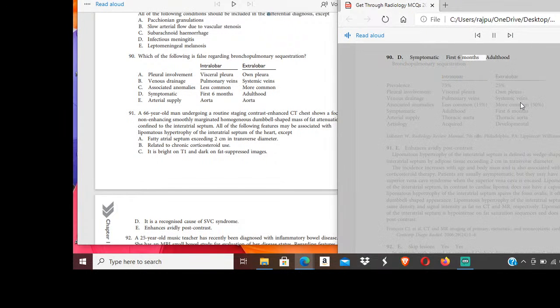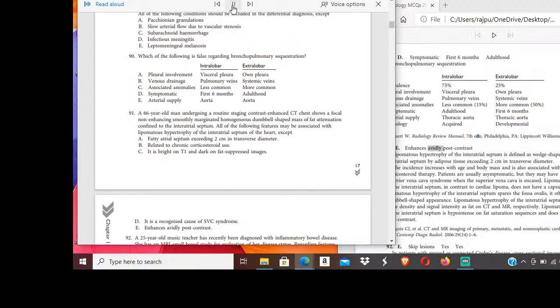90. D. Symptomatic first 6 months, adulthood. Bronchopulmonary sequestration, intralobar, extralobar. Prevalence 75%, 25%. Pleural involvement: visceral pleura, own pleura. Venous drainage: pulmonary veins, systemic veins. Associated anomalies: less common, 15%; more common, 50%. Symptomatic: adulthood, first 6 months. Arterial supply: thoracic aorta. Etiology: acquired, developmental. Dähnert W. Radiology Review Manual, 7th ed. Philadelphia, Pa, Lippincott, Williams and Wilkins, 2011.